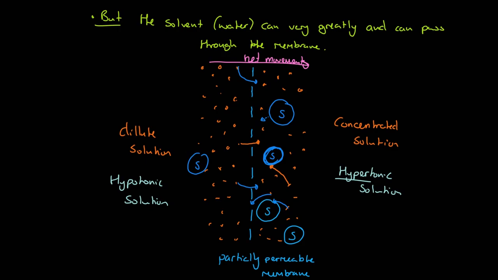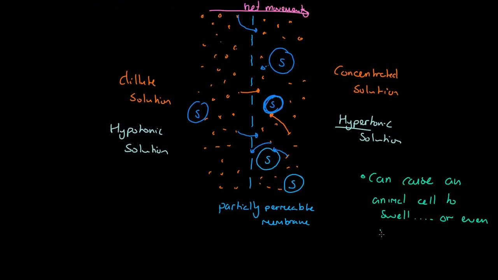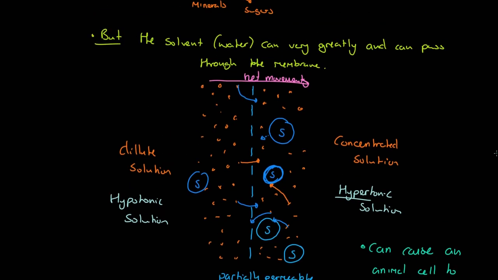So this is a super important point. As a result of this, it can actually cause an animal cell to swell, and in a more extreme case, if it swelled enough, even burst. So this process, which we are going to describe as osmosis, explains how water will continue to move from one side of the membrane to the other, from a dilute solution into a more concentrated solution.